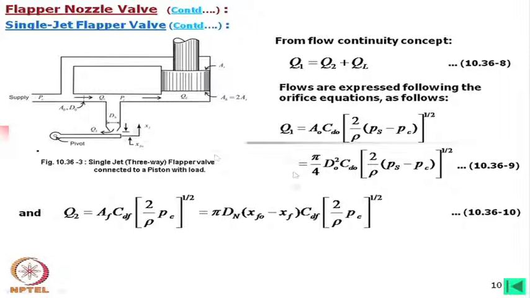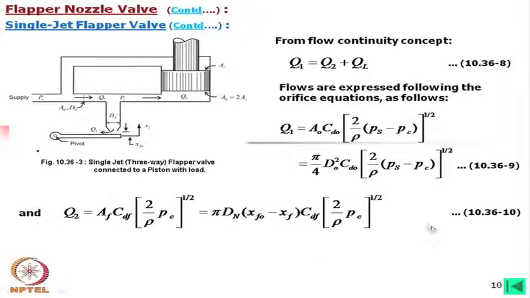Now, Q2, this flow, is equal to AF, the area, which we should call the curtain area, and that becomes pi dN (xf0 minus xf), that is the curtain height, and Cdf. The dN diameter is actually this diameter. This may be drawn in a wide way. dN is the diameter of this orifice. So, pi dN, this periphery, times the current curtain height will give us the orifice area here.